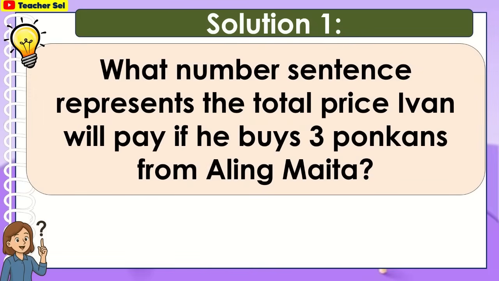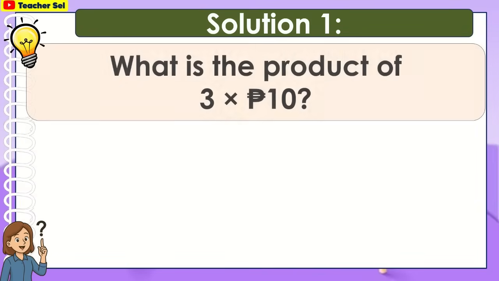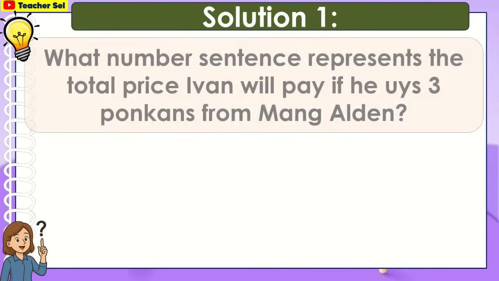What number sentence represents the total price Ivan will pay if he buys 3 pongkans from Aling Maita? The total price of the pongkans if he buys from Aling Maita is 3 times 10 pesos. What is the product of 3 times 10 pesos? The product of 3 times 10 pesos, or the sum of 10 pesos plus 10 pesos plus 10 pesos, is 30 pesos. This means that the total price for 3 pongkans from Aling Maita is 30 pesos.